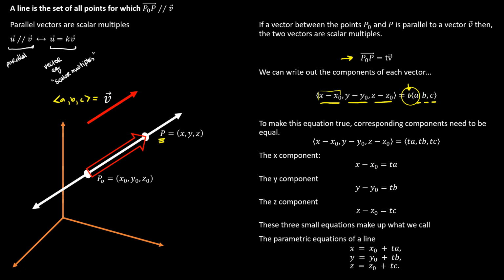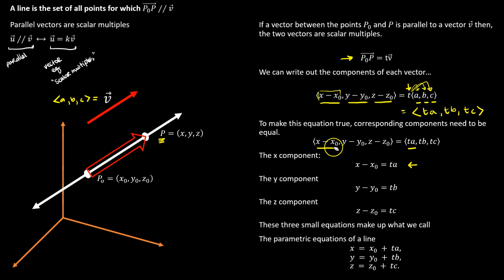So what I need to do is multiply the t, that scalar, into that vector v, so that I have the components ta, tb, tc. And now I can see that the first component on the left side needs to be equal to the first component on the right side. So x minus x0 needs to be equal to t times a. And that's where I come up with my first little bitty equation.